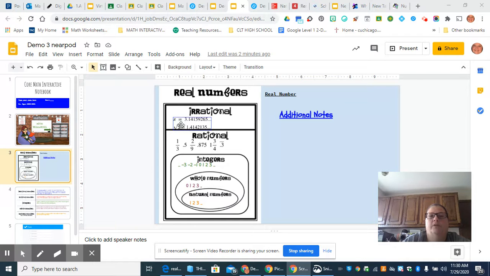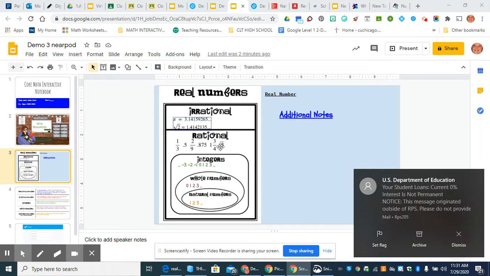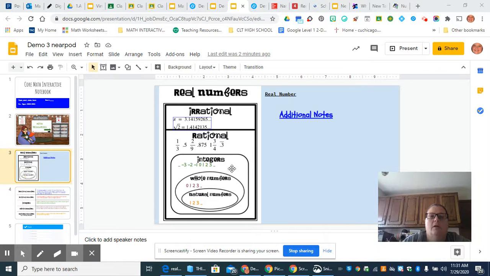Irrational numbers would include the number radical 2, and we've written them as decimals there. So you can see that pi is never ending and non-repeating, and so is radical 2. Rational numbers include the numbers 1/3, 0.5, 2/9, 0.875, 1 3/4, and of course 0.3 repeating.